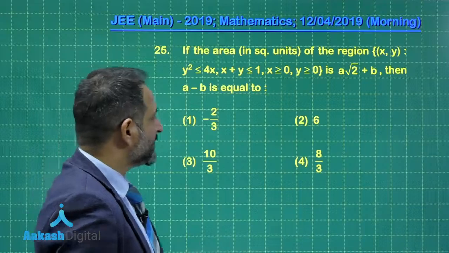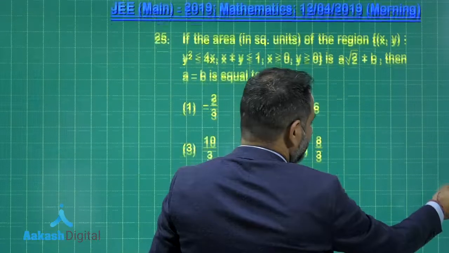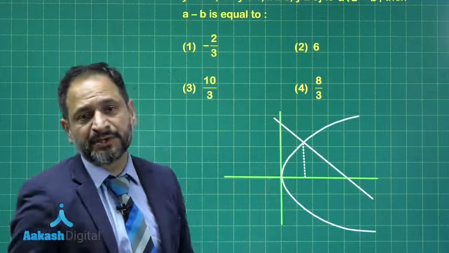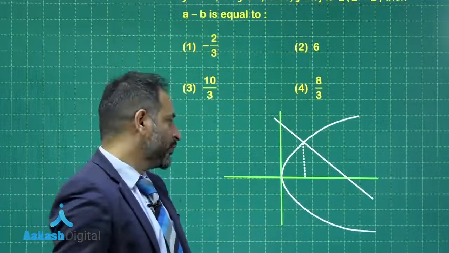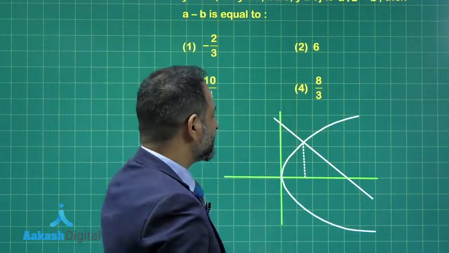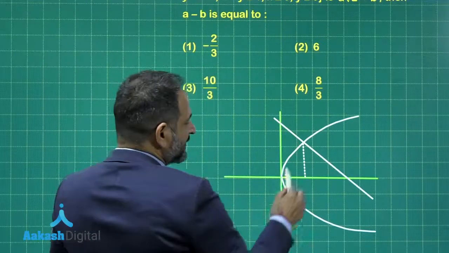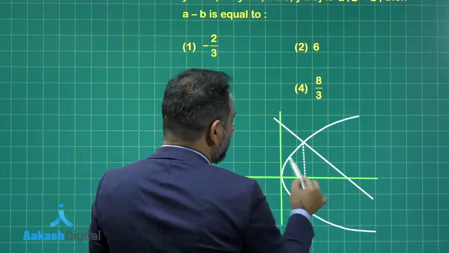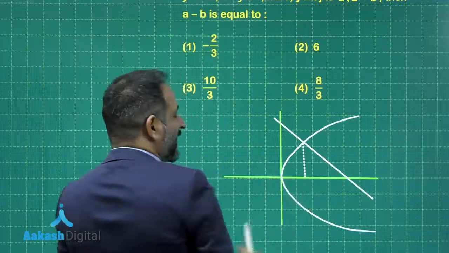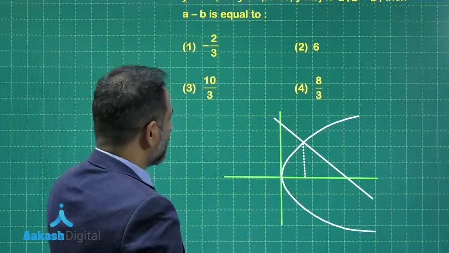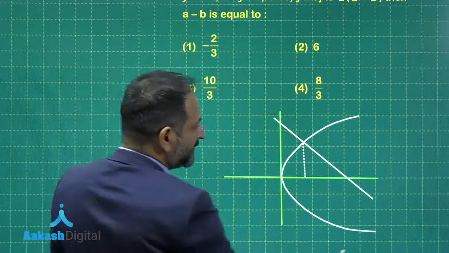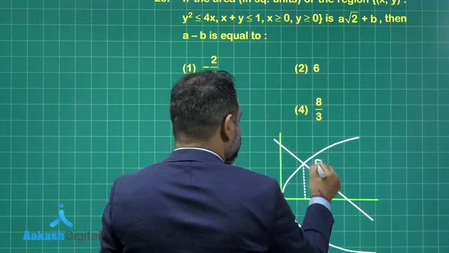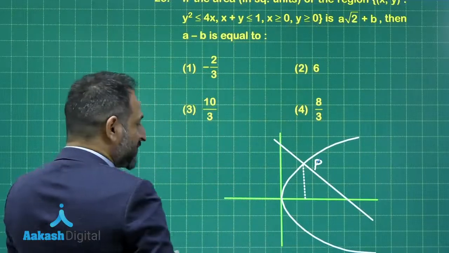So let us see here what the figure will look like. So here is the figure for you, which shows a parabola and a line, both intersecting at this particular point, and this is the bounded area. This is the area which is lying inside the parabola and on the side of the line which is containing the origin. So let us see what can be done here. We need to find out the intersecting point. This is the intersecting point which we need to find out first.